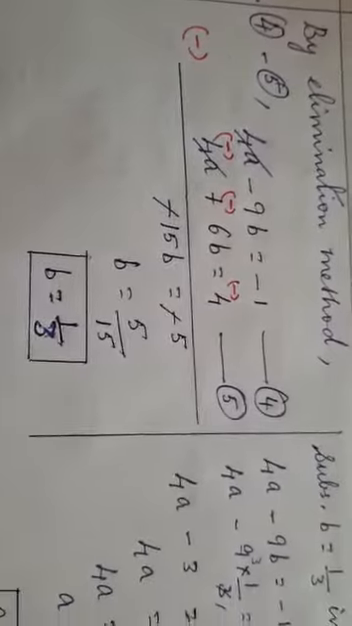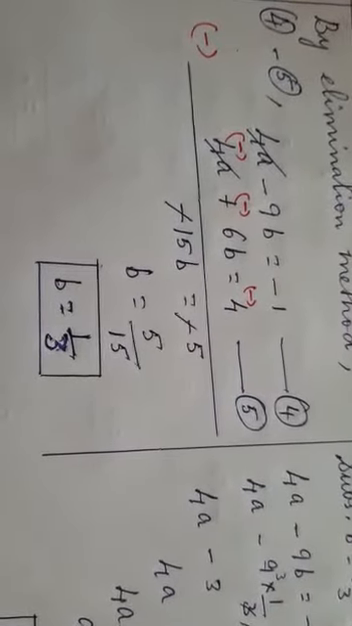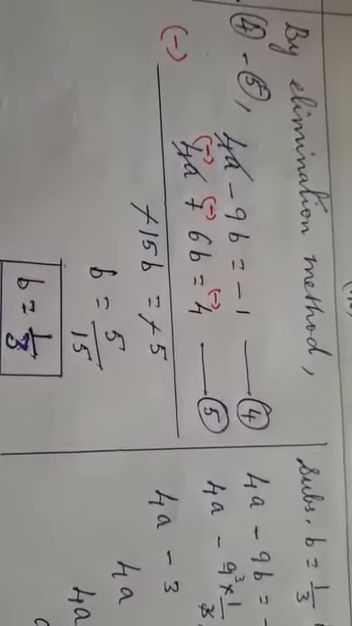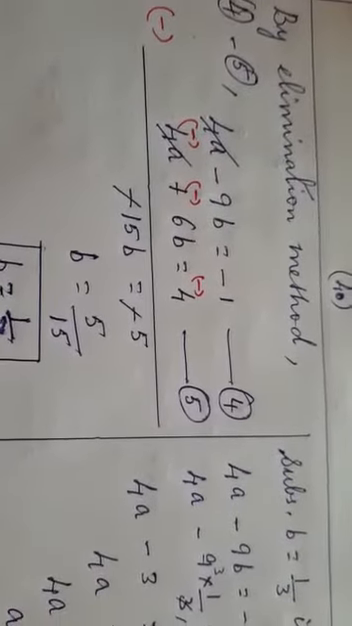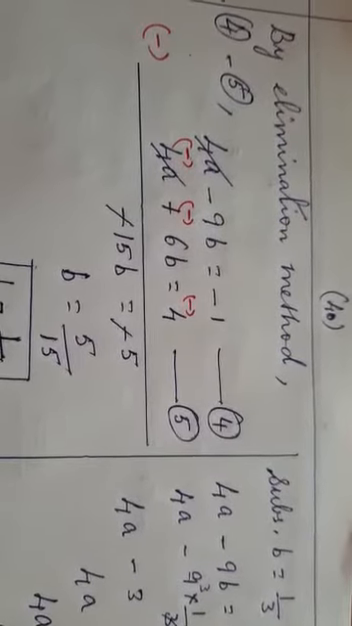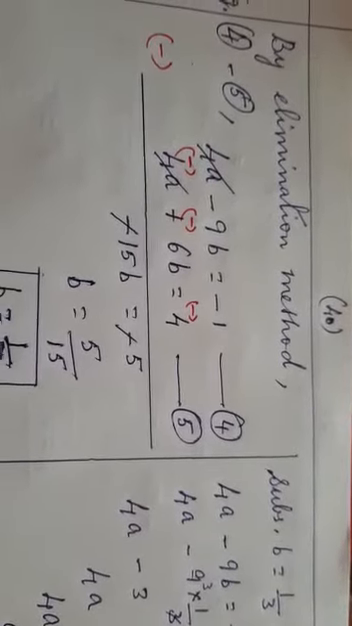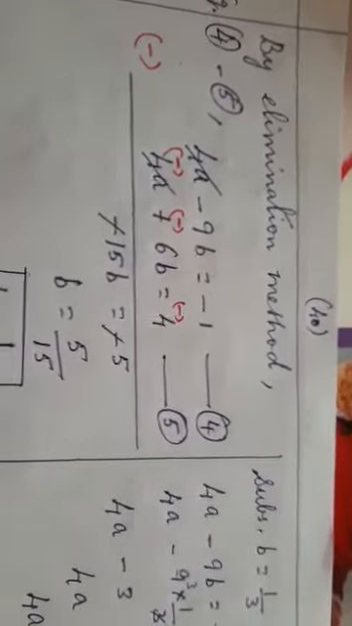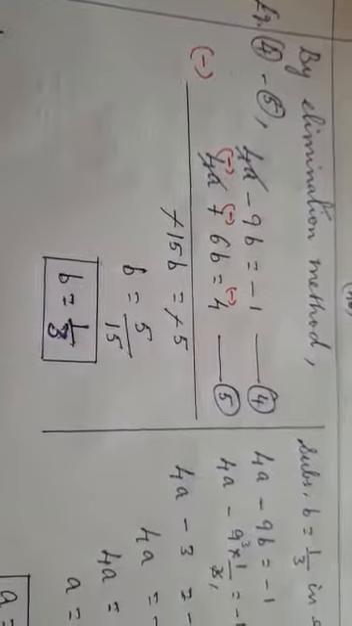Next, by elimination method, 4 minus 5. The first term is same. I told you when the signs are same, you have to subtract. So when the sign changes throughout, it becomes, see, minus 9b minus 6b, same sign, should add and put the same sign, minus 15b. Minus 1 minus 4 is minus 5. Minus and minus gets cancelled. So b is equal to 5 by 15, b is equal to 1 by 3.